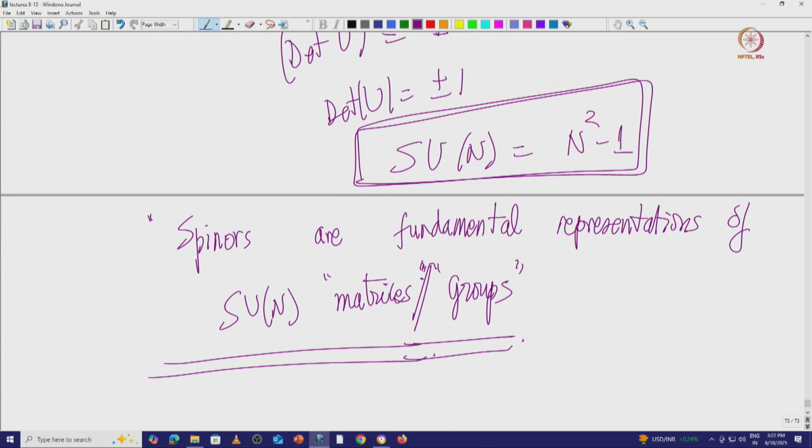Okay, we'll stop here and then come back and take it forward in the next class. Now you have some idea about group theory, what are orthogonal groups, what are compact and non-compact groups, and what are unitary groups. Now we will try to understand what is the Lorentz group, and then from the Lorentz group what are the connections to the Dirac equation and the representations of the Lorentz group.